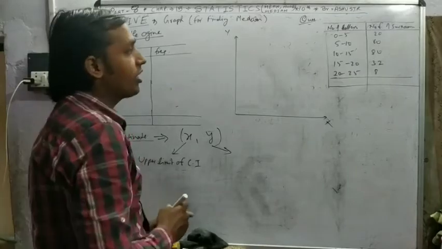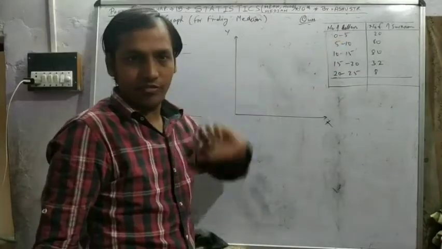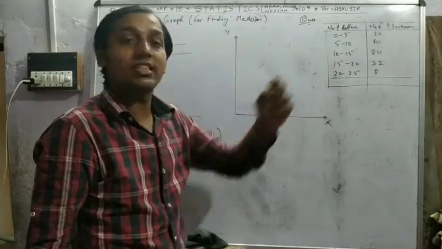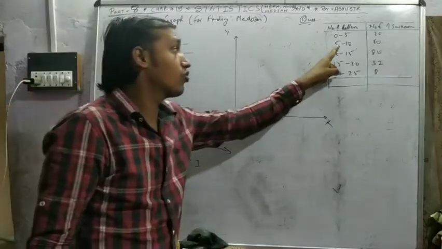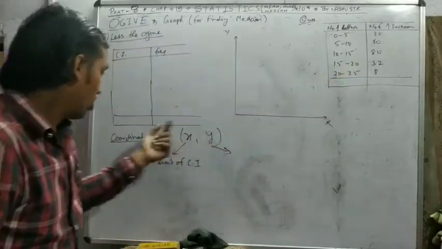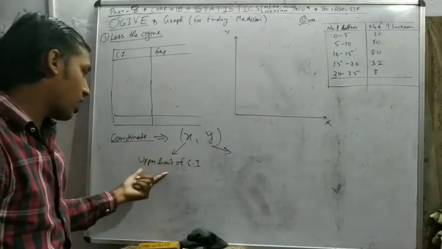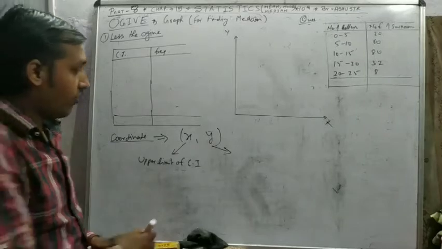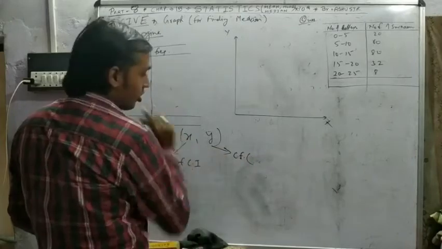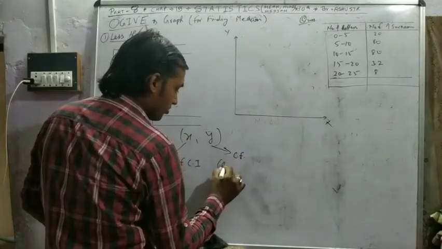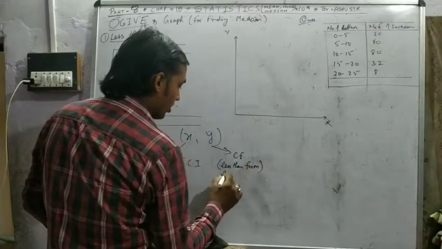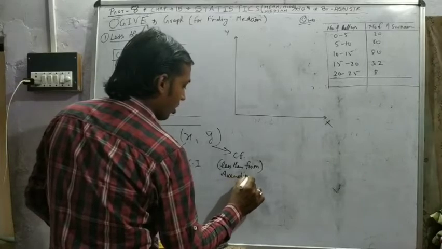Why? If we read this, we can read 0 to 5, or in expanded form, more than or equal to 0, less than 5, more than or equal to 5, less than 10. So the less than word is in the upper limit. So for less than ogive, x is the upper limit of the class interval, and y is always the cumulative frequency, but in less than form, or you can say ascending order form.